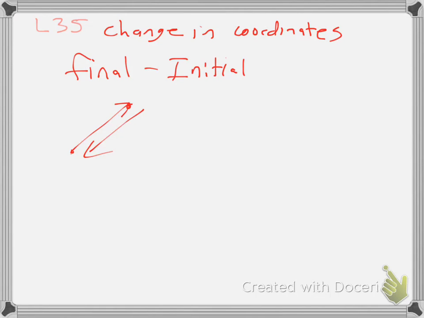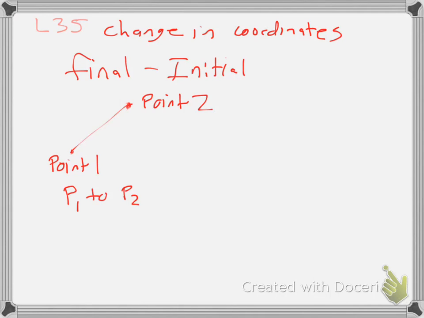And so, what are we looking at? We could call, if we wanted to, this point 1, and this one is point 2. And if I am traveling from point 1 to point 2, it'll look different from point 2 to point 1. So, what would it look like from P1 to P2? There's a difference in their coordinates. The x coordinates and the y coordinates.